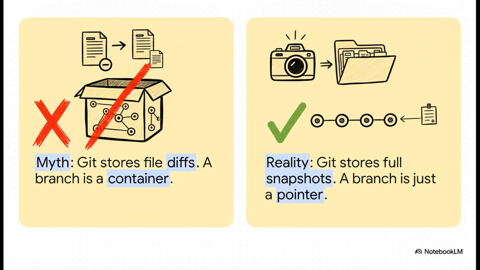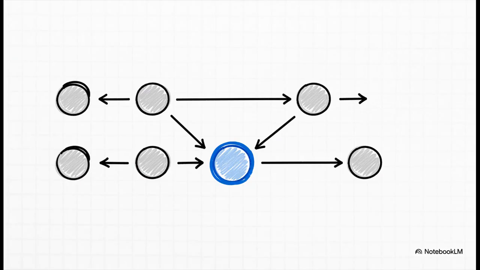Myth number 1, Git stores changes as diffs. Nope. Git stores full snapshots of your project. It's incredibly efficient at it, but it's always the full picture. Diffs are just calculated on the fly when you ask for them. And myth number 2, a branch is like a folder that contains commits. Not at all. A branch is nothing more than a simple, lightweight pointer to a single commit. That's it.